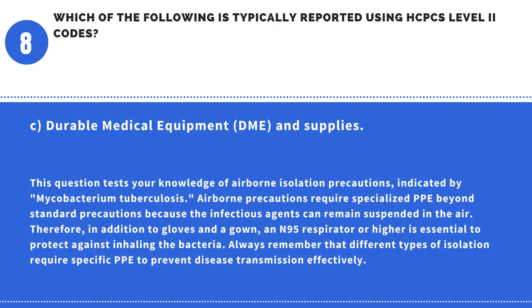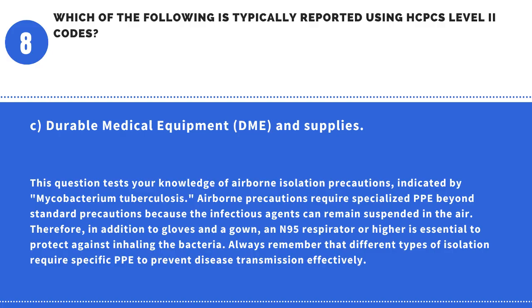Answer. C. Durable medical equipment, DME, and supplies. This question differentiates between CPT, HCPCS Level 1, and HCPCS Level 2 codes. CPT codes primarily describe physician and other qualified healthcare professional services, including E/M, surgery, and procedures.